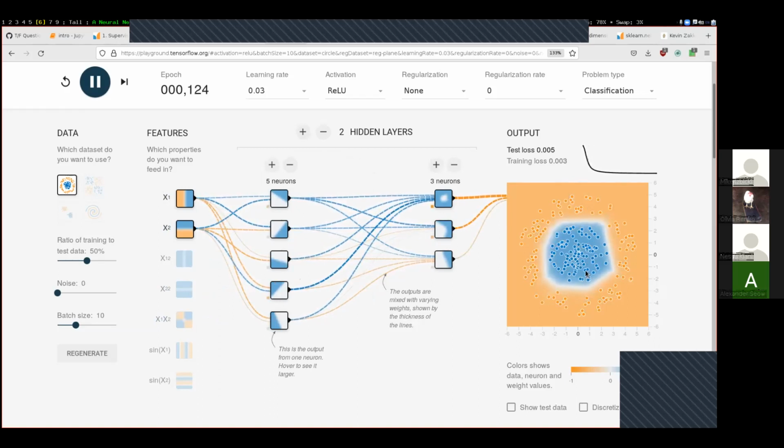Question? So if we set a certain number of hidden layers, is it guaranteed to at some point give us exactly the same results as the polynomial kernel? Good question.